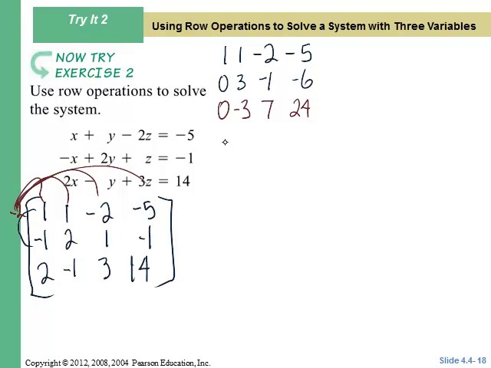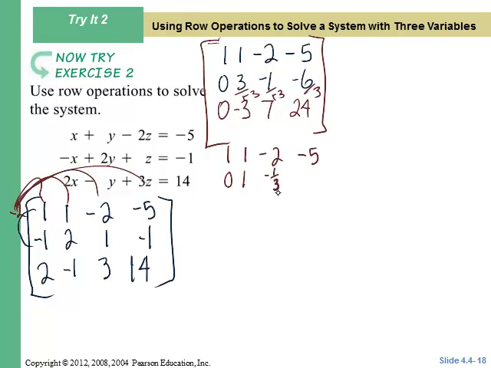So let's try, first row is fine. 1, 1, negative 2, negative 5. Let's divide the second row by negative 3. Or I'm sorry, by positive 3. And we get 0, 1, negative 1/3, negative 2.